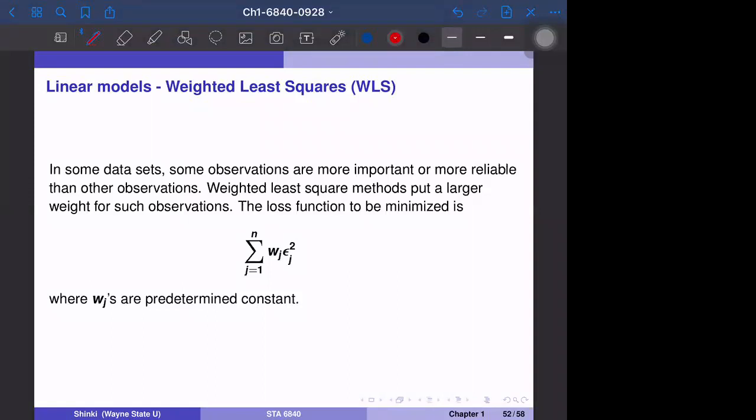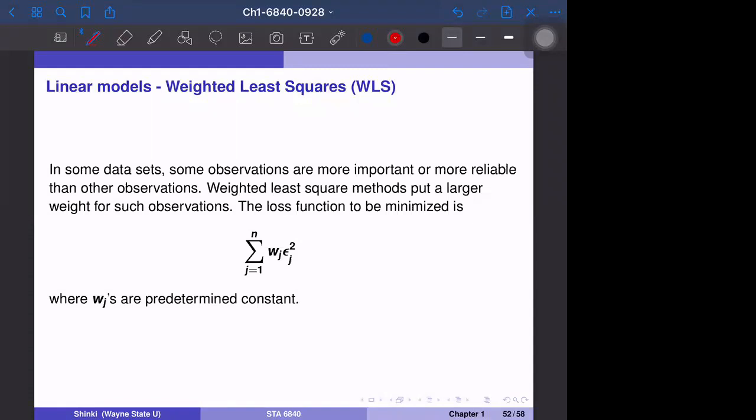Hi, in this video, I would like to discuss the weighted least squares method. This is another generalization of the least squares method. The idea is that in some data sets, some observations are more important or more reliable than other observations. So we want to put more weight on those important observations.